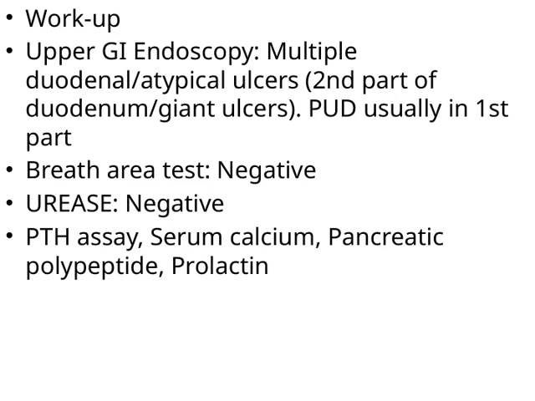Similarly, the urease test was negative, supporting this absence of H. pylori. We also checked a series of other labs, including the PTH assay, serum calcium, pancreatic polypeptide, and prolactin levels. These tests help us rule out other potential causes of the ulcers, such as hormonal imbalances or pancreatic issues. Overall, this workup gives us a clearer picture. Most notably, the absence of H. pylori and the atypical location and size of the ulcers suggest we might need to look beyond common causes and consider other underlying factors.